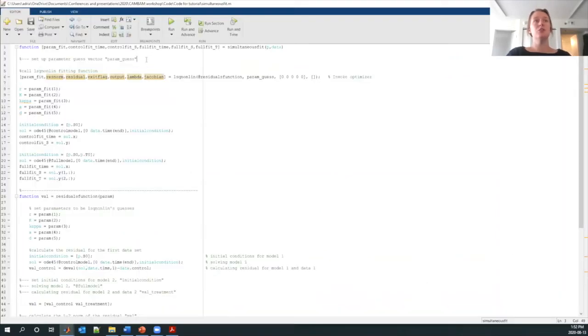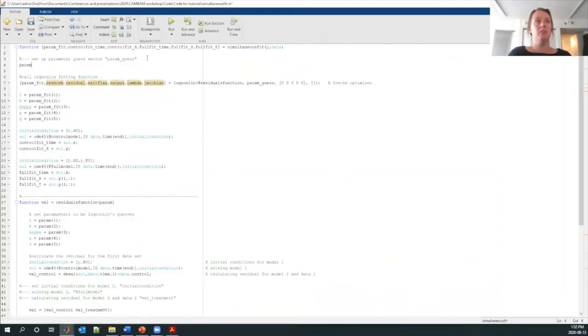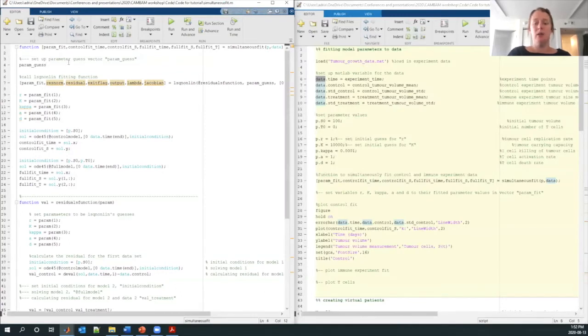So the first thing we need to do is initialize our parameter guess vector. Like I said, we're going to make guesses for these parameters here, but we actually need to initialize that parameter guess vector. So let's just do that. Parameter guess would be p.r, so the r parameter, the k parameter, the kappa parameter, the a parameter, and the d parameter. Now I'm fitting all of these parameters here, but realistically you probably would only want to fit maybe 1 or 2, depending on how much data you have, but I'm just going to fit them all today just to show you how it works.